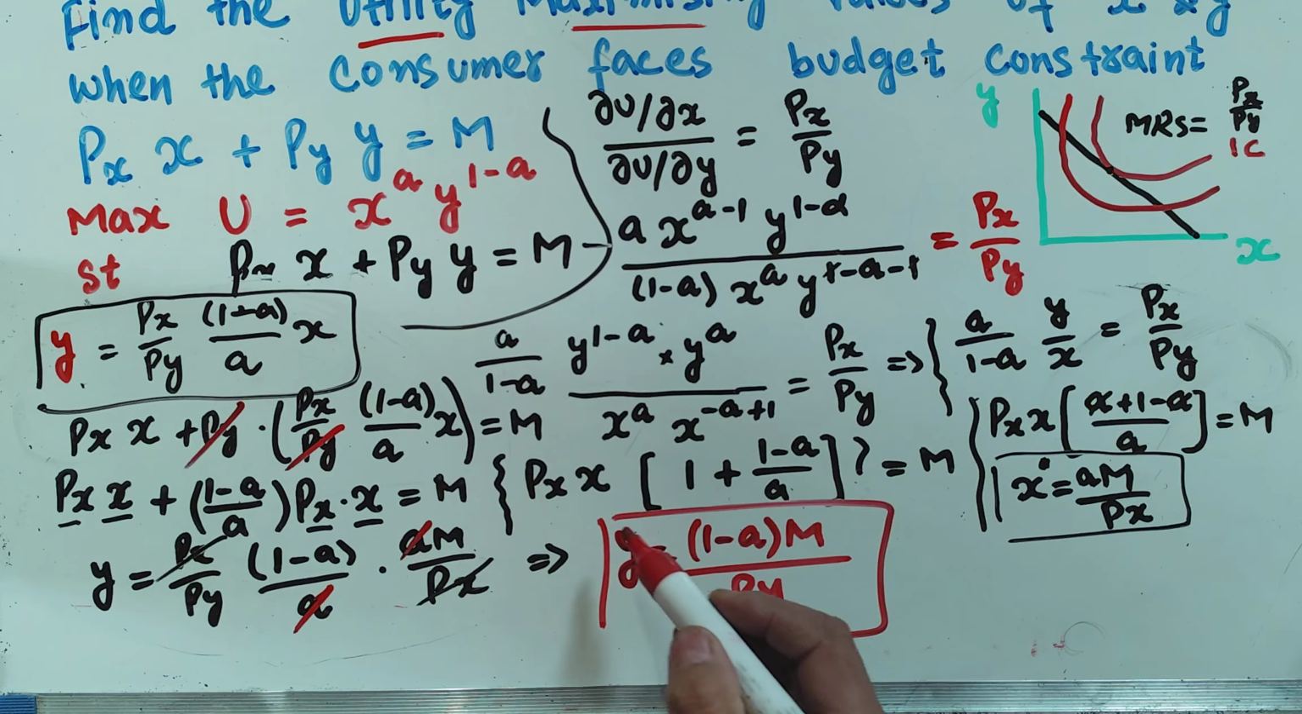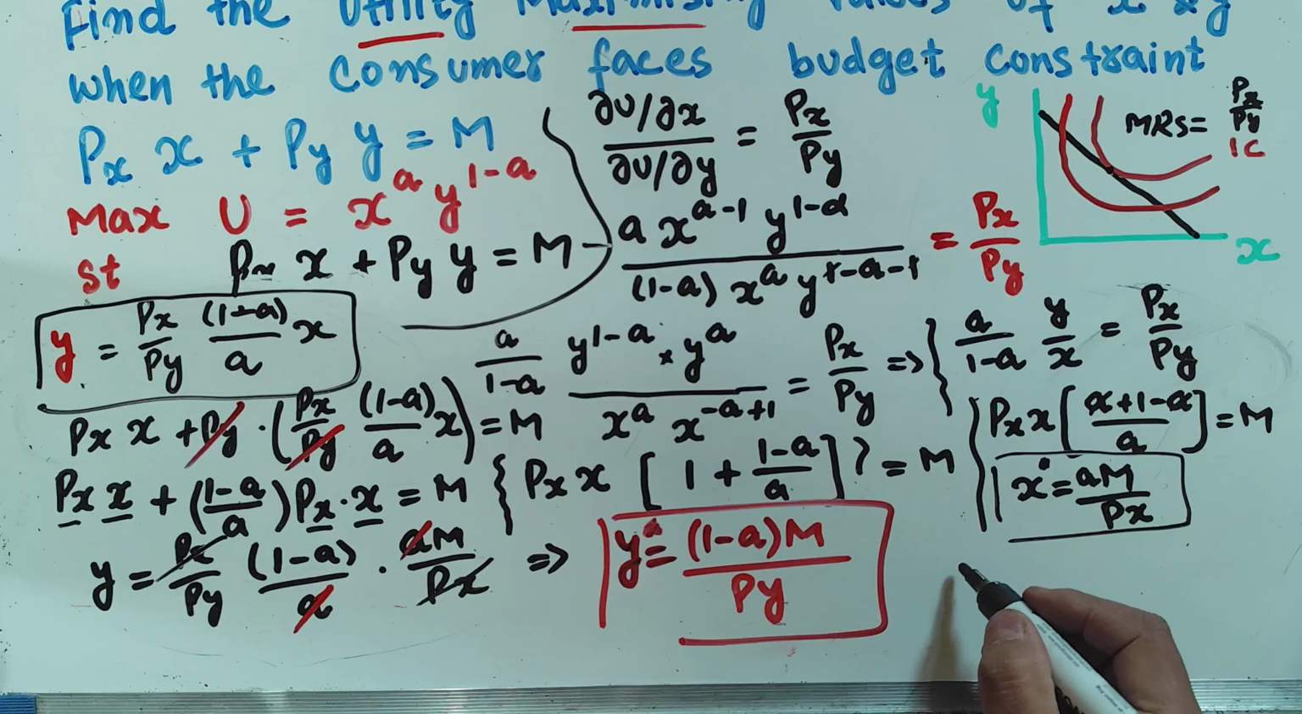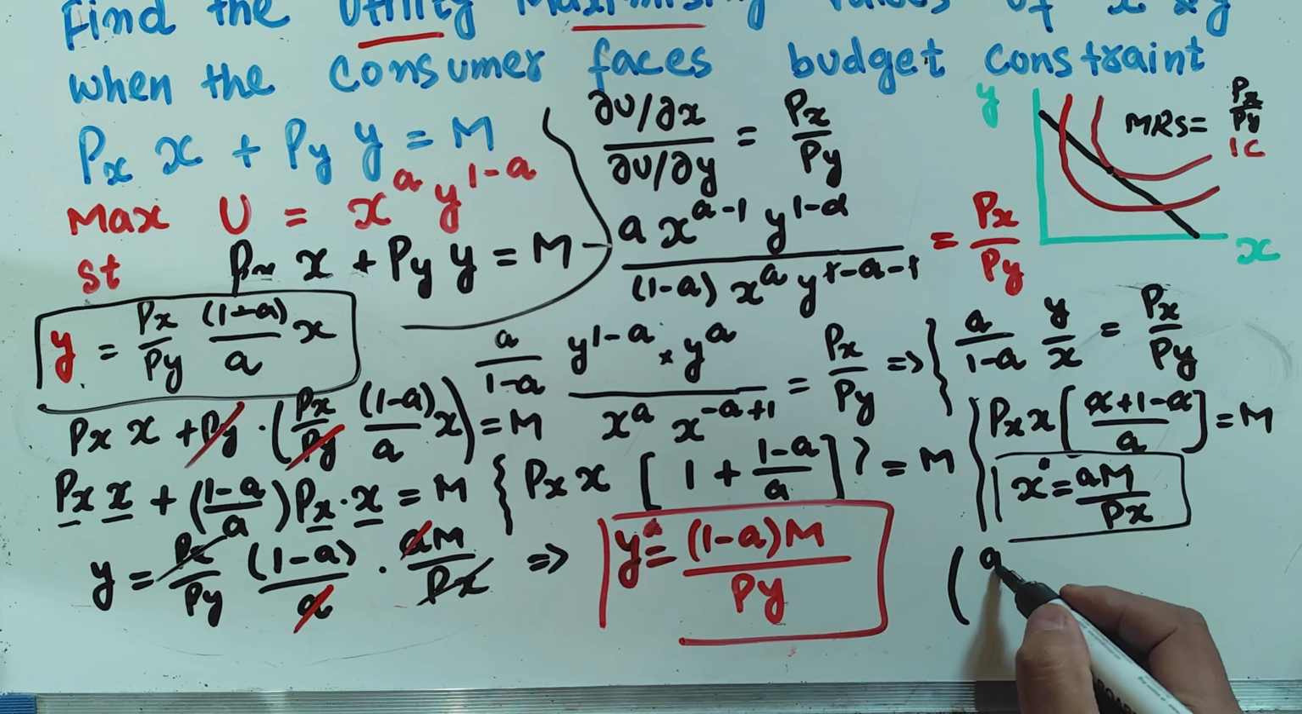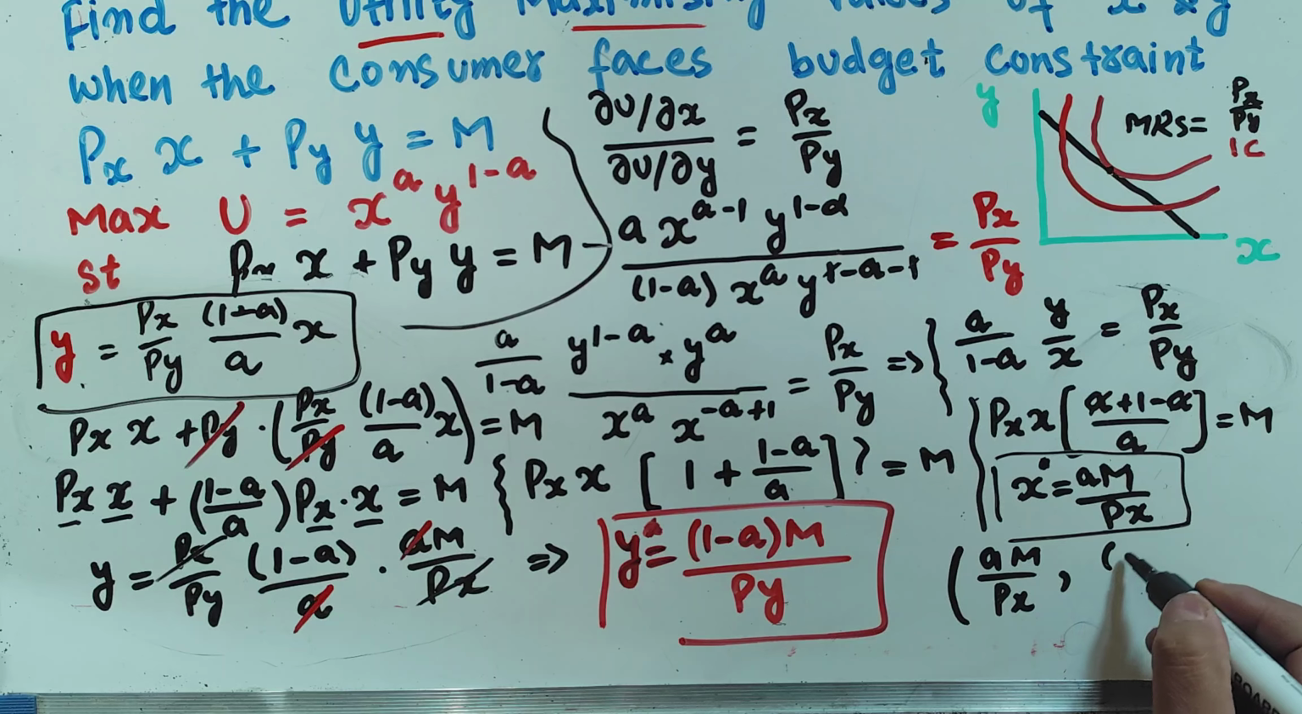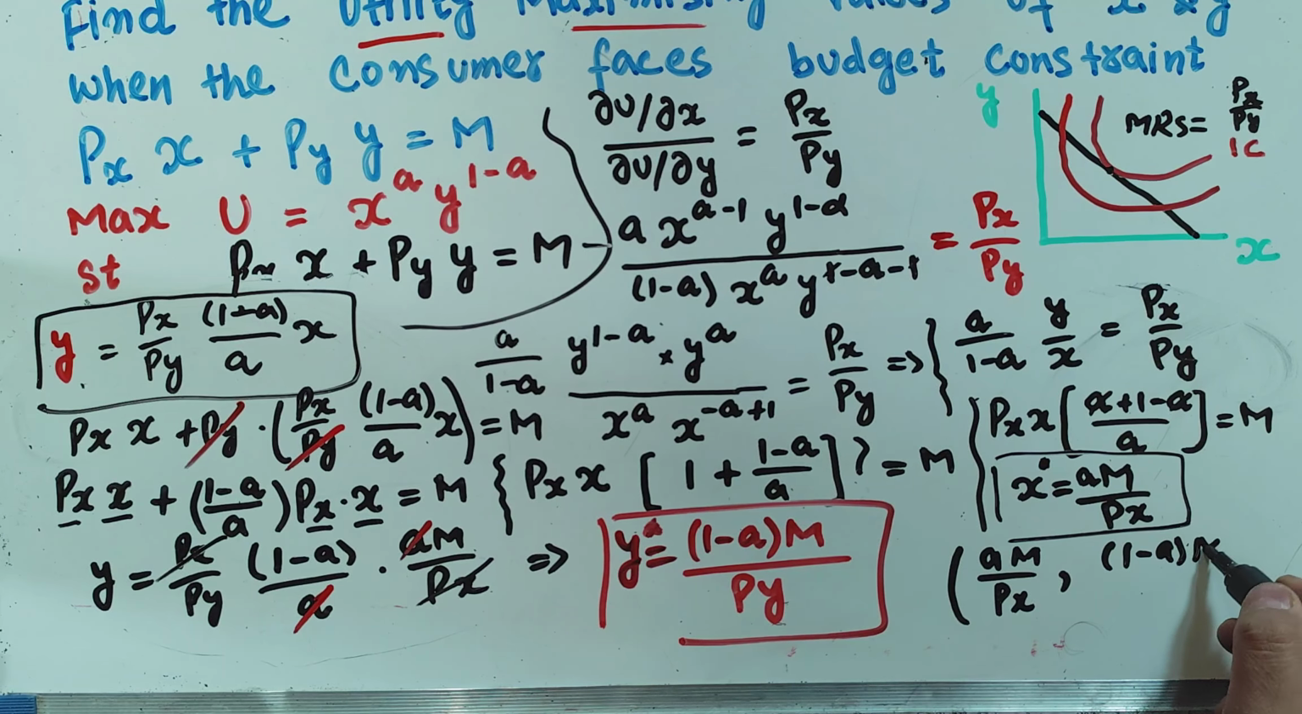That means that is the optimal bundle. So our optimal bundle will be a times m upon px and 1 minus a times the income divided by py. This is our optimal bundle.